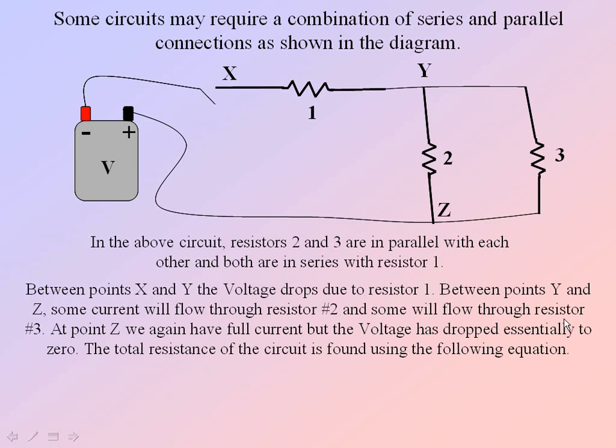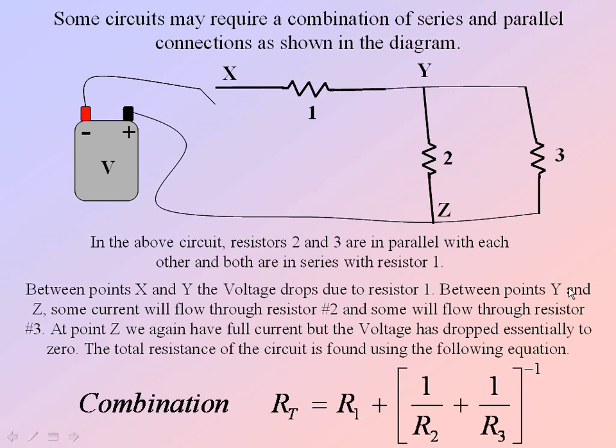The total resistance of the circuit is found using the following equation. The total resistance is equal to resistor number 1, which is in series, so it's added, to resistors number 2 and 3, which are in parallel with each other. Therefore, we find their total parallel resistance, then add it as a series to resistor number 1.